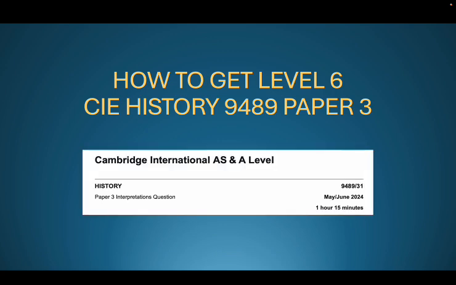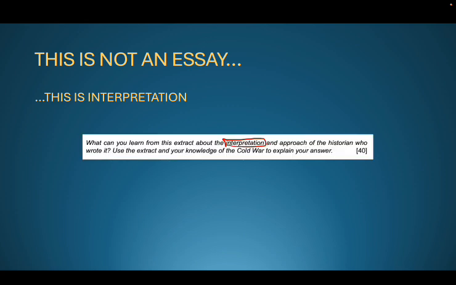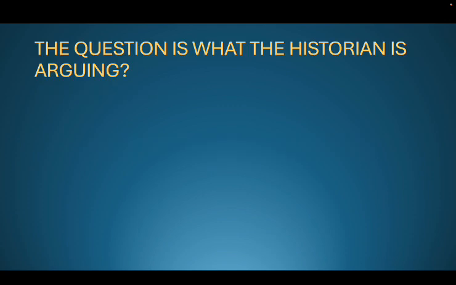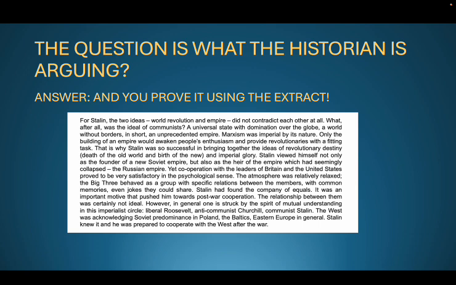So exam season is coming up, right? And if you guys want level 6 in paper 3, you need to forget everything you think you know about essays. This is not an essay. This is interpretation, analysis. The examiner is not asking what happened in history. They're caring about one thing only, and that thing is what the historian is arguing and how do you prove it using the extract. What is the argument of the historian?